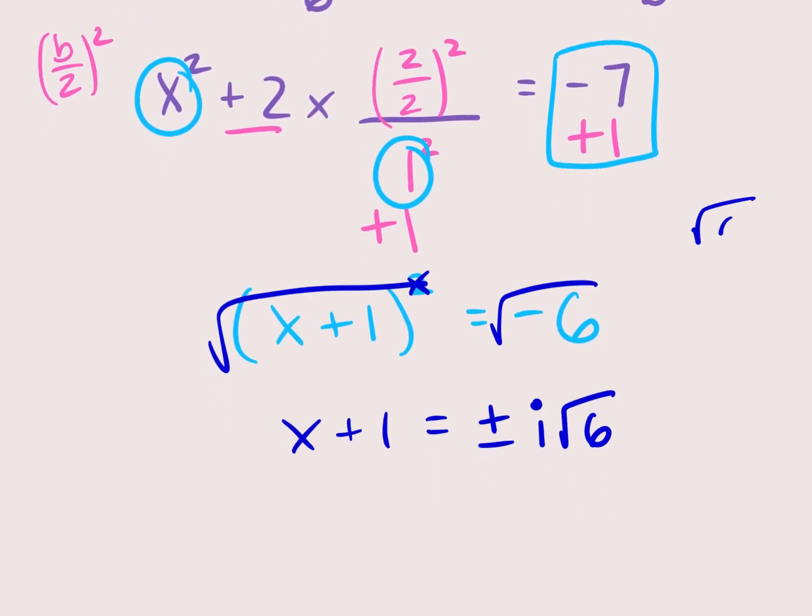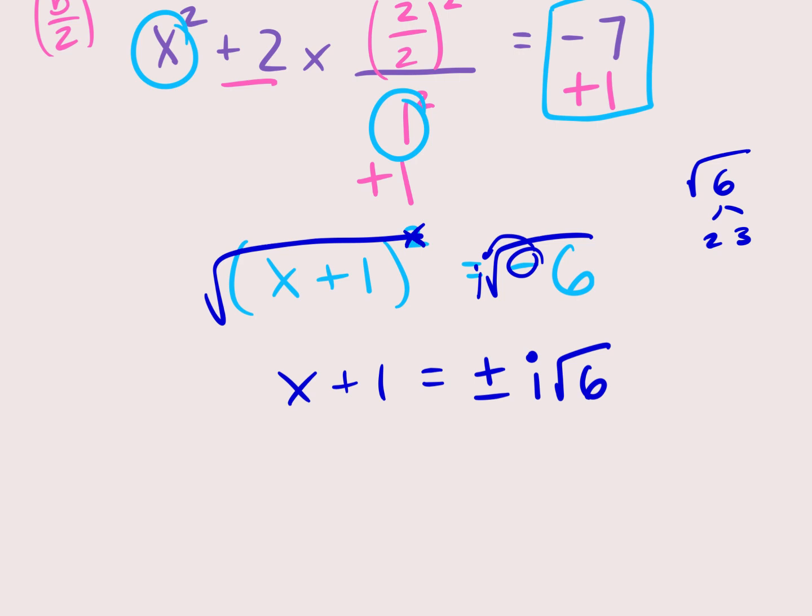We can't break down square root 6. What are 2 factors of 6? 2 and 3. Do I have any pairs? Nope, so nothing comes out. But we could take out the negative and turn it into an i. So make sure you take out the i, but we can't simplify square root 6. What's the last step? Subtract 1. So x is equal to -1 plus or minus i square root 6.